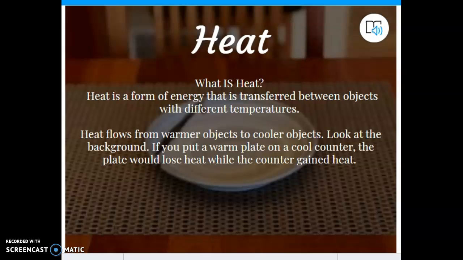If you look in the background there, if you put a warmed plate, maybe it's been in the microwave, maybe it's been sitting on the stove, on top of a cool counter, the plate is going to lose heat. The counter is going to gain heat. The heat is going to move from the plate to the counter because that's how heat moves. Heat moves from warmer things to cooler things.